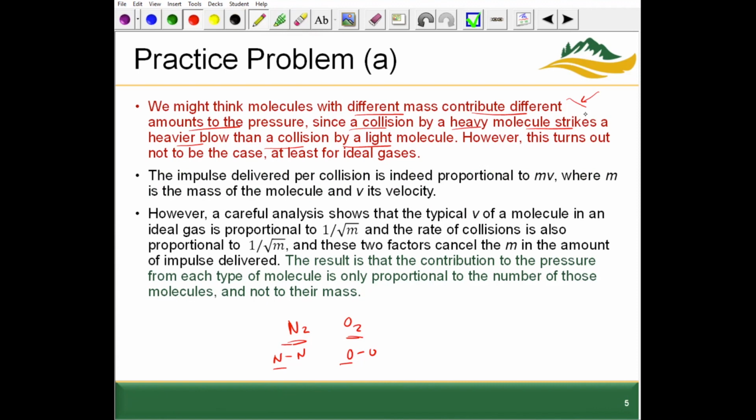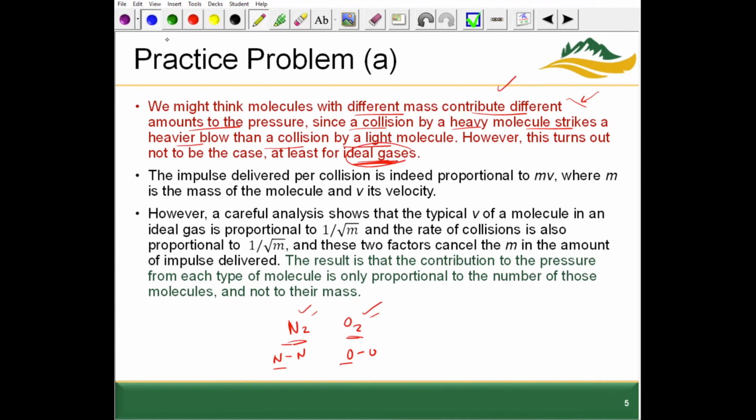This does not turn out to be the case. For ideal gases, the mass of those molecules does not matter. The pressure exerted by one molecule of oxygen will be equivalent to the pressure exerted by one molecule of nitrogen. The relative masses do not matter for the pressure that these molecules will exert, at least for molecules that make up ideal gases.